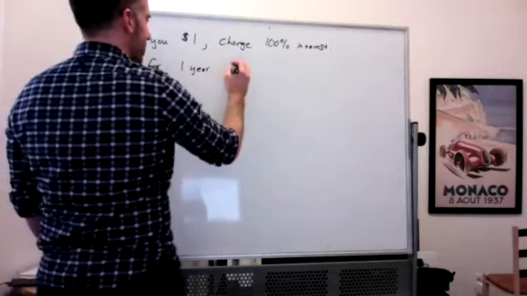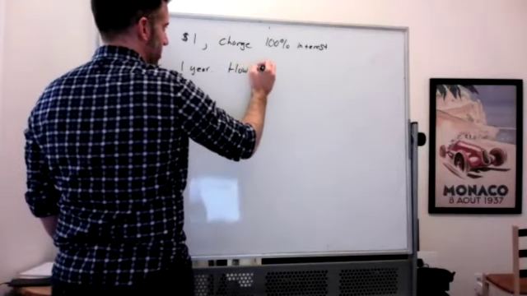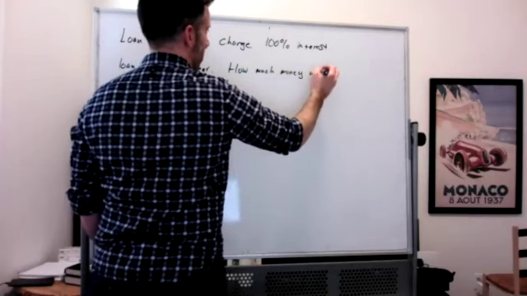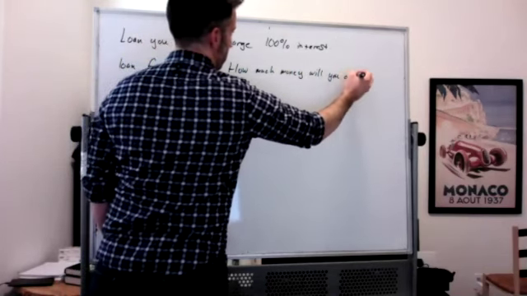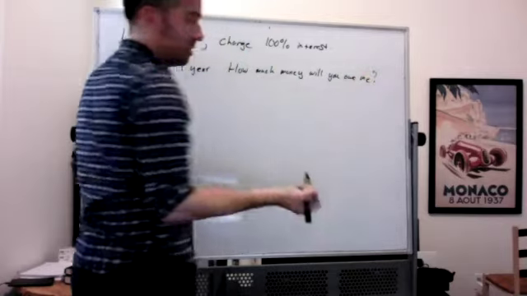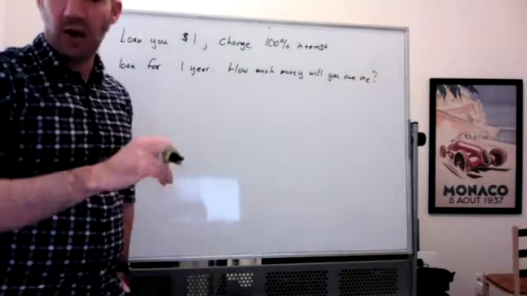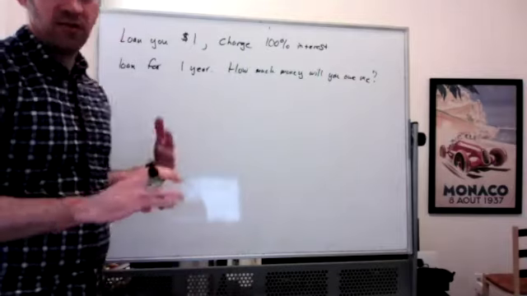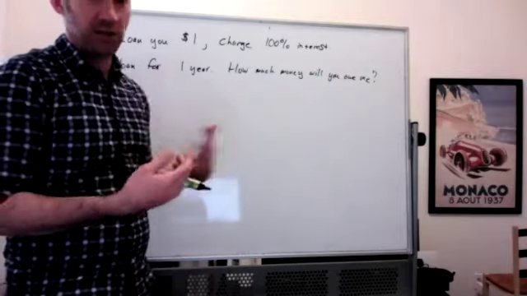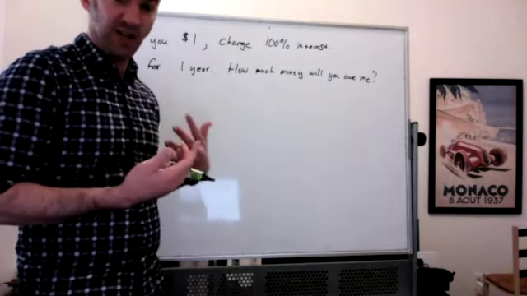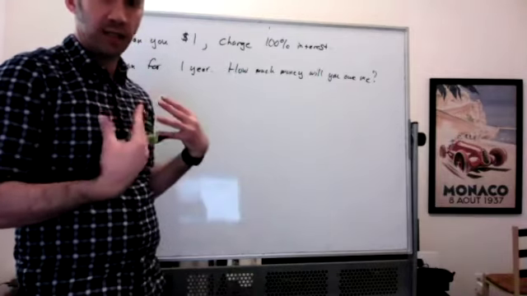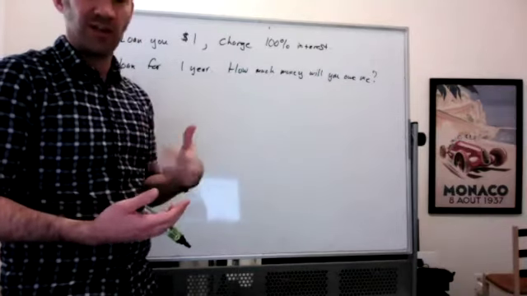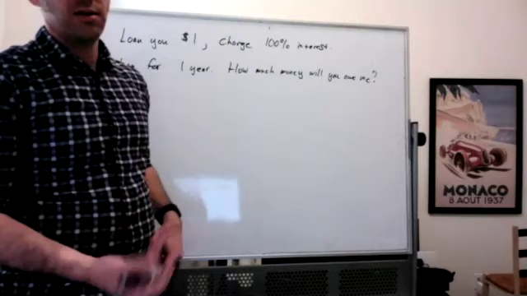So the question is, how much money will you owe me? And the answer is, it depends. It depends on how frequently we compound the interest. So if we do just simple interest, right? I lent you $1, it earned 100% interest, which is another $1. So at the end of the year, you're going to owe me $2: the $1 I lent you plus the $1 of interest. But if we compound it more frequently, you're going to end up owing me more than $2. So let's actually write it down.